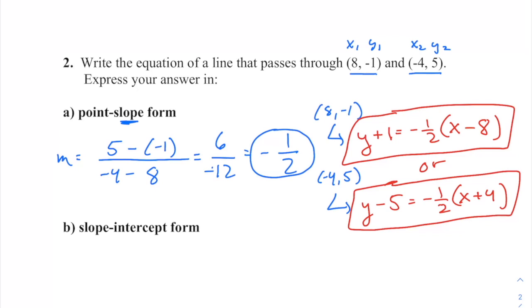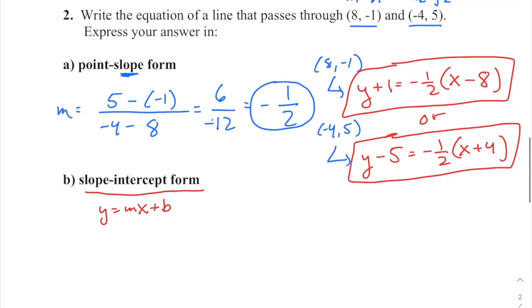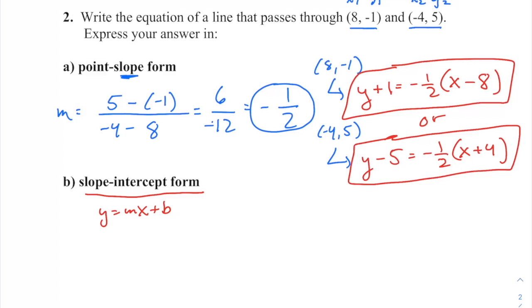For part B, slope-intercept form, now we've done that, and one way to do it is the way we were doing it last week, which is, slope-intercept form is y equals mx plus b. You already know the slope is -1/2, and you can plug in one of the points to solve for b. You can definitely do it that way, so here's a quick review of that.